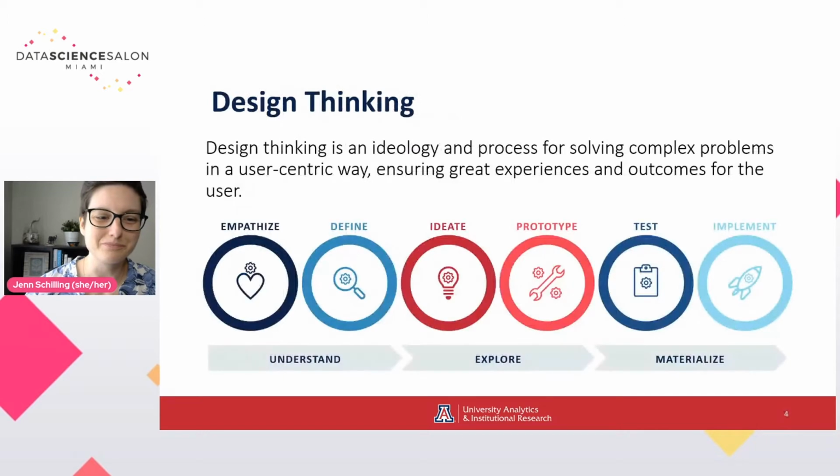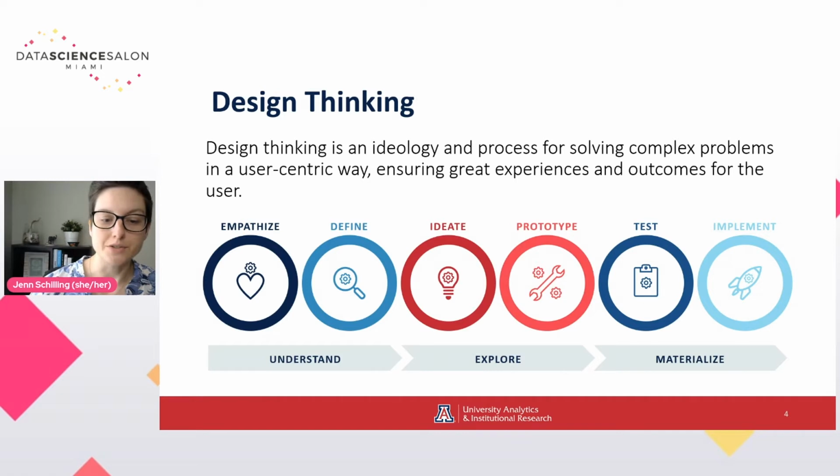Let's get started. First, let's define design thinking. Design thinking is an ideology and process for solving complex problems in a user-centric way, ensuring great experiences and outcomes for the user. The 6 phases of design thinking, according to the Nielsen-Norman Group, are: empathize with your users to understand them; define your users' needs, their problem, and your insights; ideate by challenging assumptions and brainstorming ideas for creative solutions; prototype to start creating solutions and understand what parts of your ideas work; test solutions by returning to your users for feedback and making sure it meets their needs; and implement the final solution and communicate the final product.